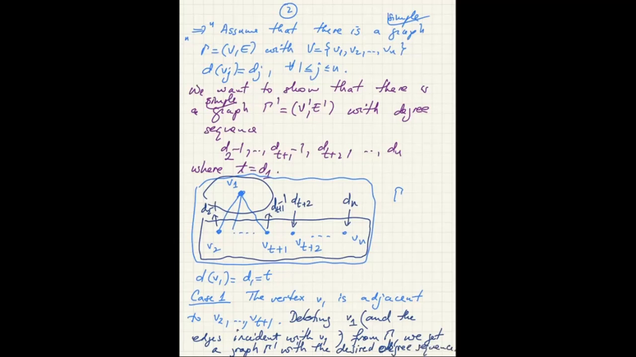Okay, so this was the easy case, when we ended up being lucky. We get this graph in which the vertex v1 is adjacent to all the vertices whose degrees are immediately below it. But of course, we can have a case 2.